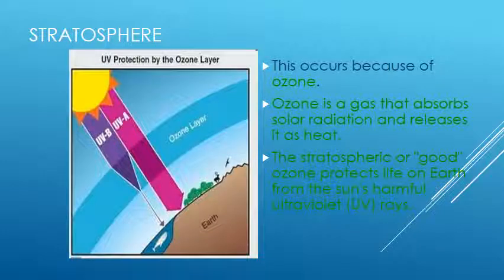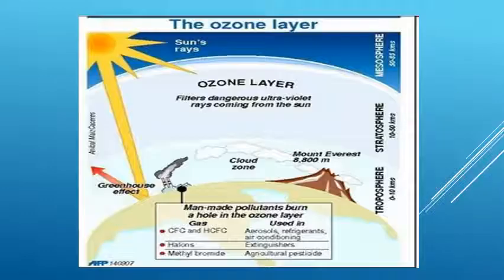So once again, the stratosphere. The stratosphere contains the ozone layer. The ozone layer is a layer of gas that absorbs solar radiation and releases it as heat to Earth, okay? And also in the ozone layer, harmful rays, those UV rays, are absorbed there. So this is why we always hear about the ozone layer and how important it is to us on Earth.